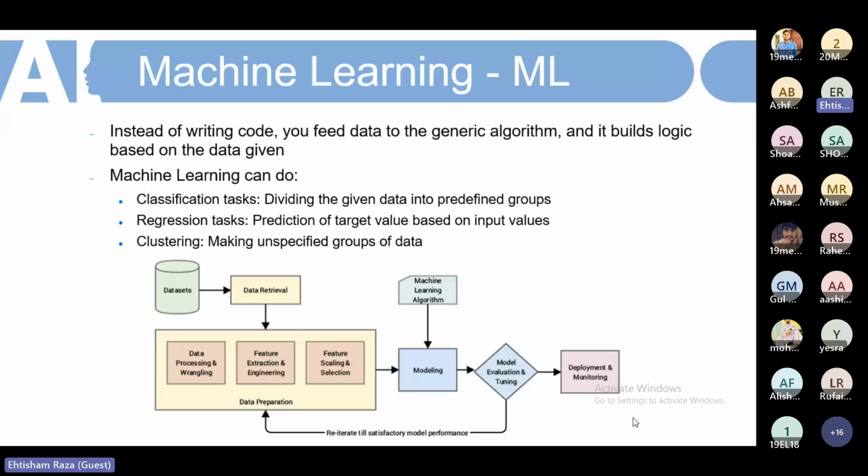So what kind of tasks does machine learning do? Classification tasks. Let's say you have a student class. You have to divide the students into two groups, A and B, based on the attributes of the students. Let's say a student is good, he does homework on time, he is good in exams, he is always present and available in the class. With all these kinds of input, he needs to go into class A.